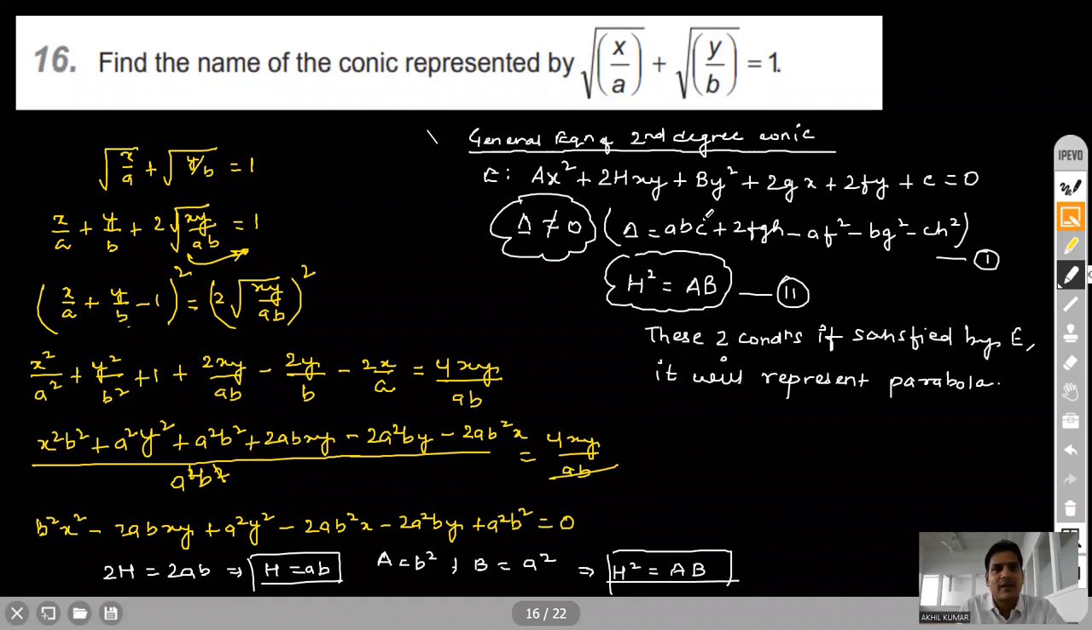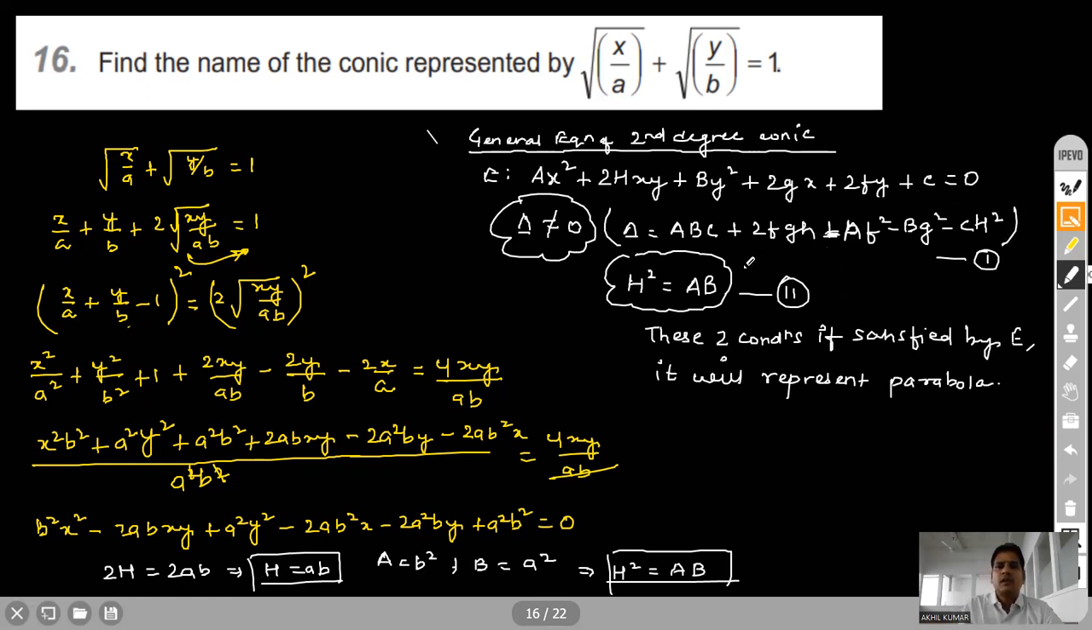And if you calculate this value of delta, that is abc plus 2fgh minus af square minus bg square. I have written it here in the short form, but here I have written it in capital form. So let me write it this way, otherwise it may create a misunderstanding for all of you. So this delta will be ABC plus 2FGH minus AF square, so this will be minus of AF square, minus of BG square, and minus of CH square.